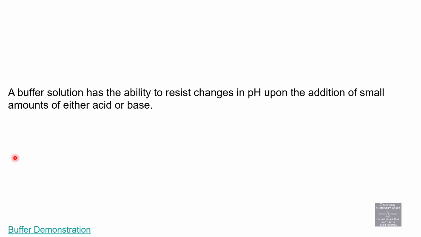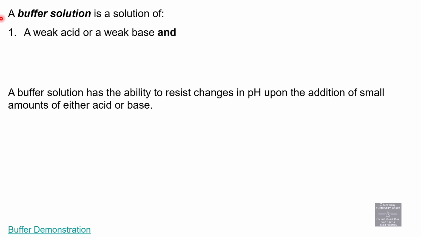And that can be strong acid or strong base. A buffer can absorb the strong acid or base that you've added, and the pH won't change very much. If you add strong acid or base to water, the pH of water changes a lot. It's a very dramatic shift. But if you add strong acid or base to a buffer solution, it does not have such a dramatic pH change.